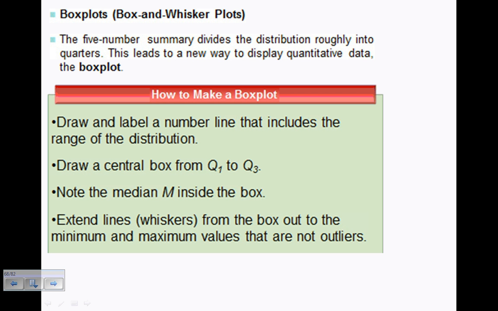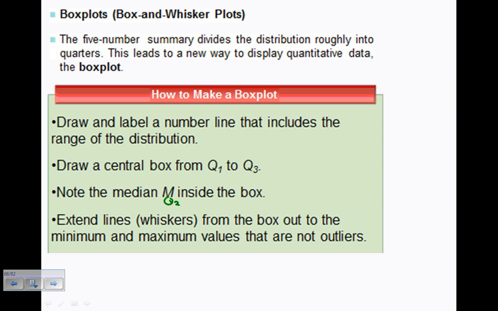So the 5-number summary divides the distribution roughly into quarters. This leads to a new way to display your quantitative data, the box plot. And again, lots of you learned that it's called the box and whiskers plot. We're just going to use the term box plot. Draw and label a number line that includes the whole range of the distribution. Draw a central box from your quartile 1 to your quartile 3. Put the M as a line down the center, so the median or the quartile 2.